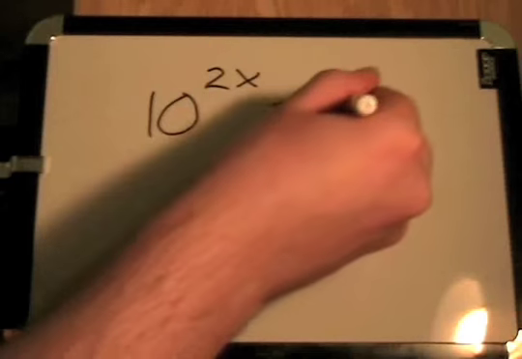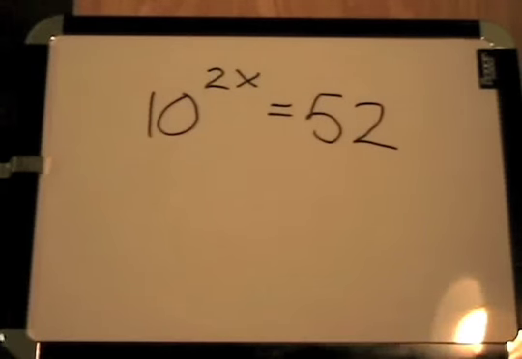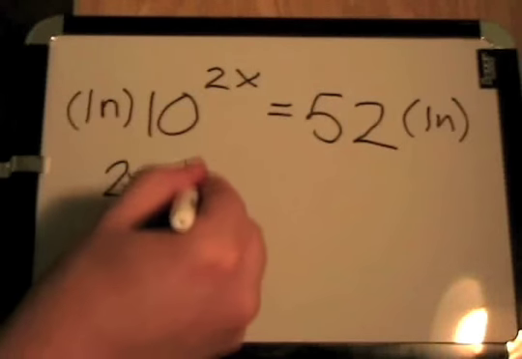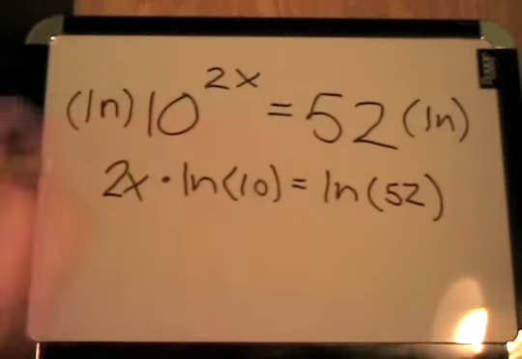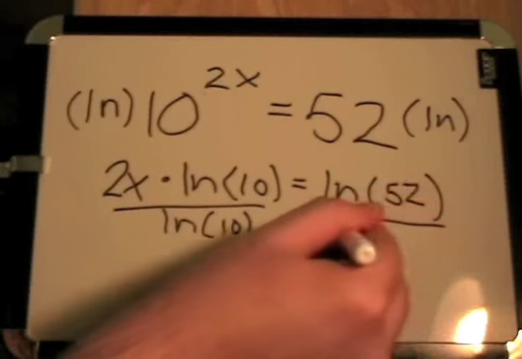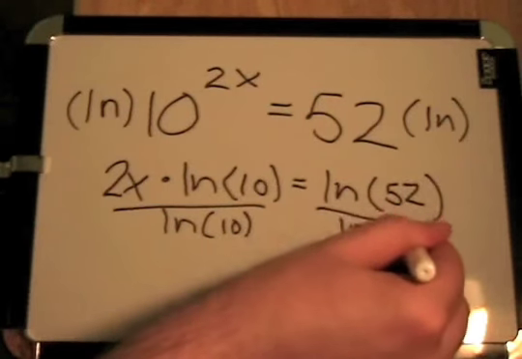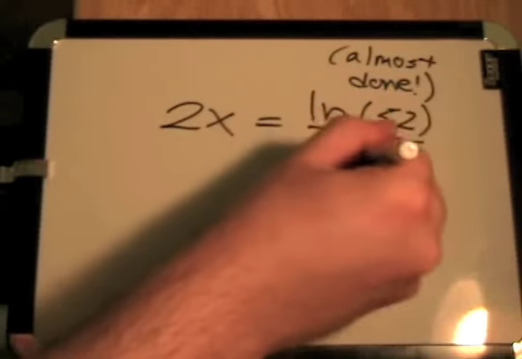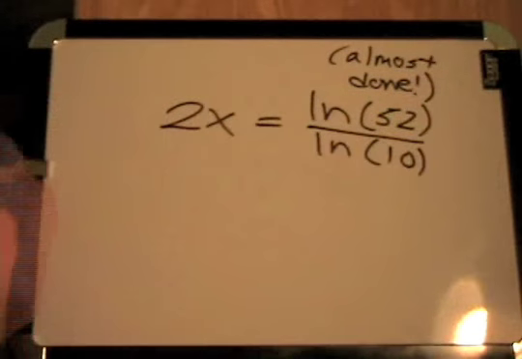Now let's try to solve the equation 10 to the 2x power equals 52. No same base, so we use natural log. This means that the natural log of 10 to the 2x is equal to 2x times the natural log of 10. We can divide each side by the natural log of 10. Now we're almost finished. We have 2x equals the natural log of 52 divided by the natural log of 10.